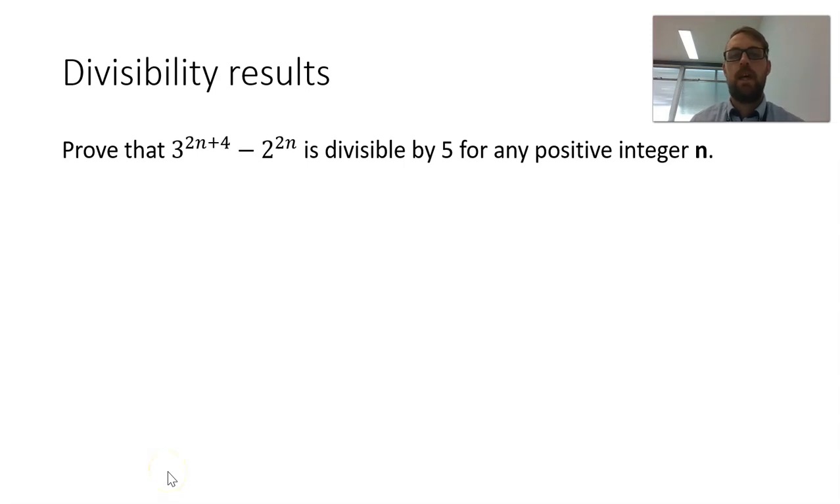All right, so the first inductive question we're going to look at is divisibility results. And they generally look like something like this. So prove that 3 to the power of 2n plus 4 minus 2 to the power of 2n is divisible by 5 for any positive integer n. So this is generally what they look like. There's some variation about it, but by just looking at it, it's not obvious that it's divisible by 5. But we're going to prove that. We're going to have a look how.